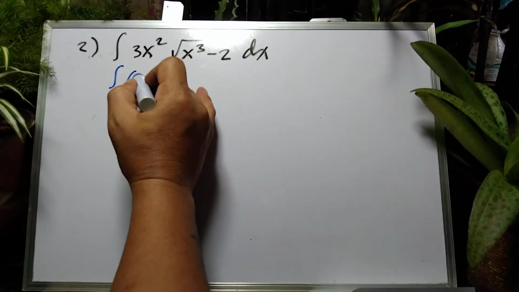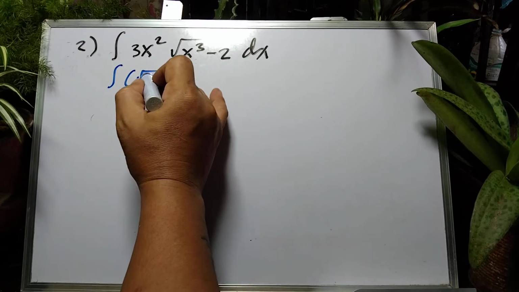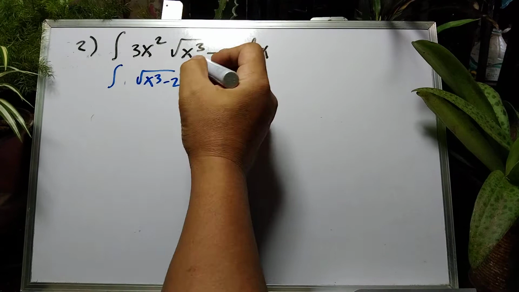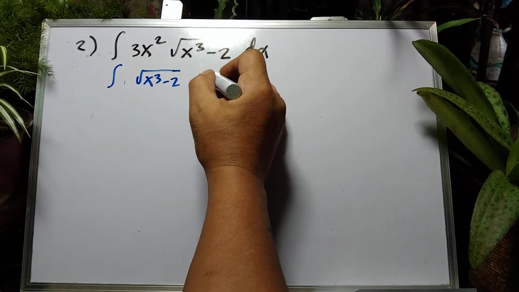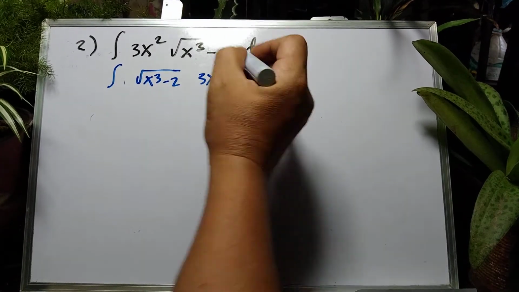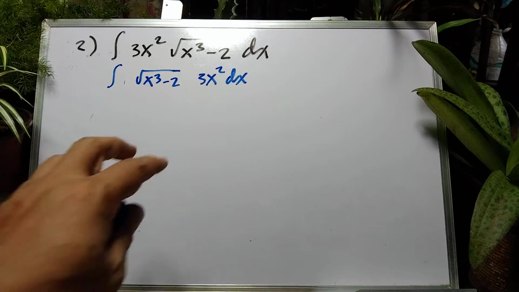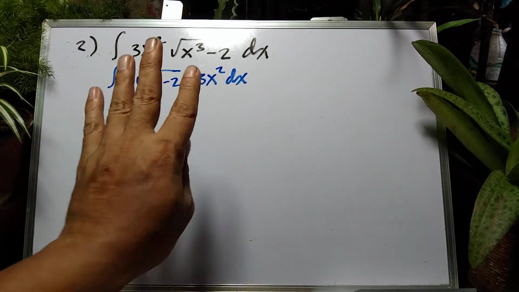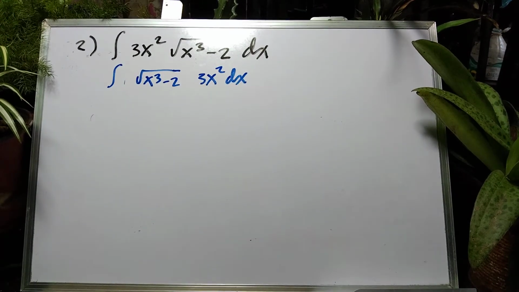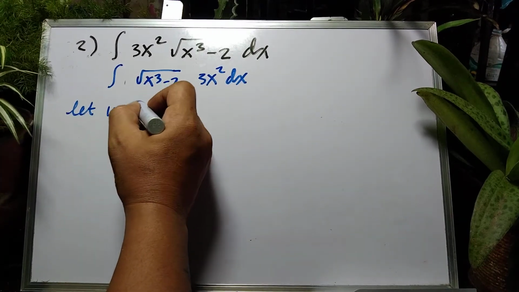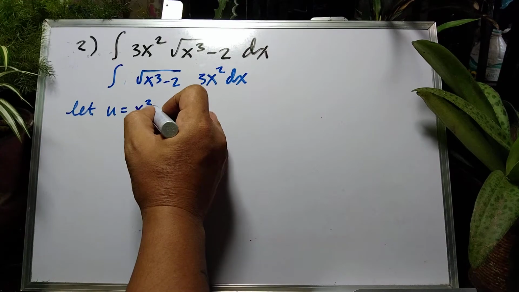So this becomes the integral of the square root of x cubed minus 2, ano na lang ta, then 3x squared dx. Okay? So ito lang gitapad si 3x squared kan dx. So, since as we observe there is a radical here which is square root, by u substitution, we let u be equal to x cubed minus 2.